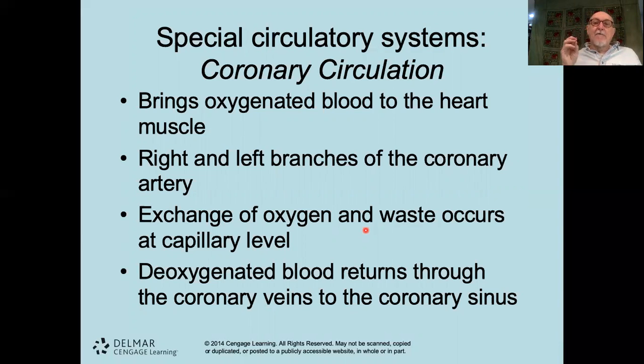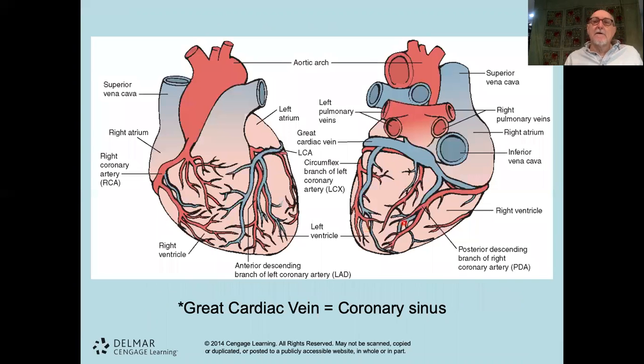But there are a couple of special circulation systems. And the first one that we need to talk about is the coronary circulation. How is the heart itself supplied with blood, and how is the blood moved away from the heart to be reoxygenated? Here is the heart circulatory system right here. And you'll immediately recognize, here's the aorta, the aortic arch. Here are the vena cava, etc.